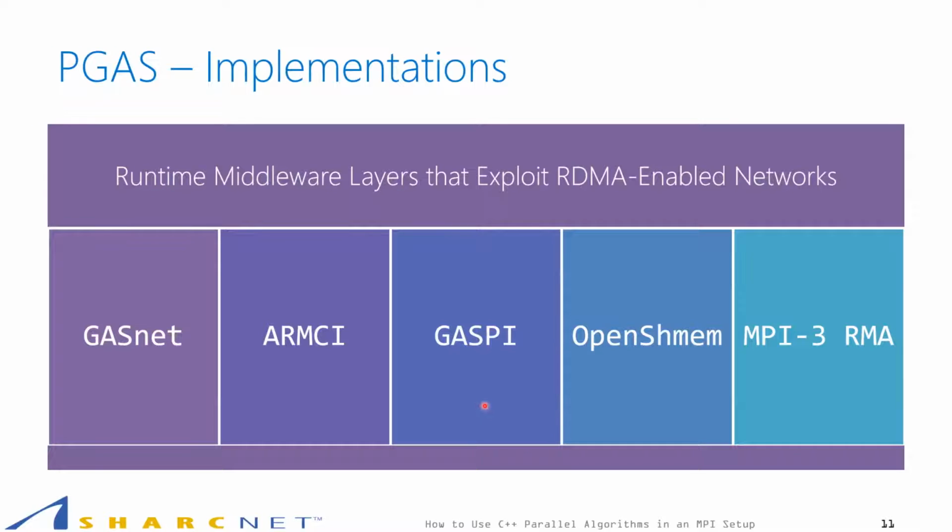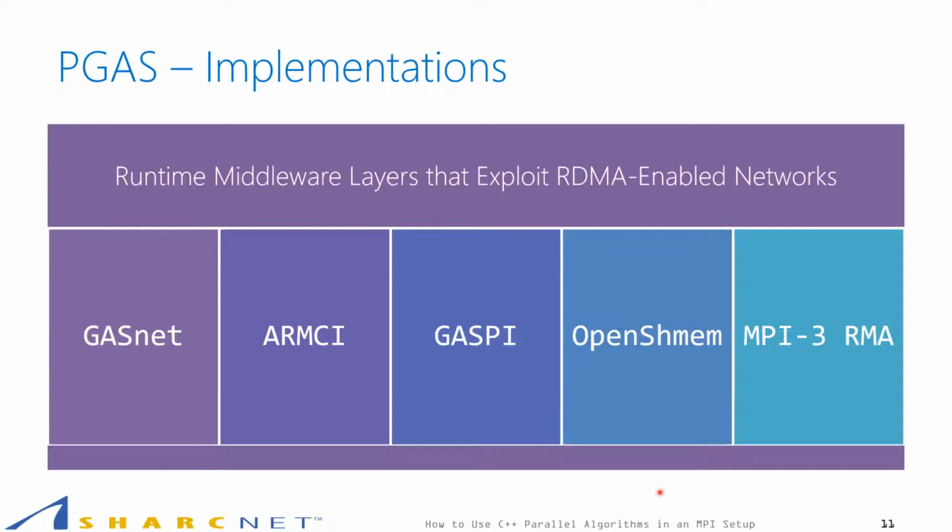But what about PGAS implementations? No matter what the implementation is, there are some common runtime middleware layers that exploit the remote direct memory access feature of networks. GASNet, ARMCI, GASP, OpenSHMEM, and MPI-3 RMA are among a few.